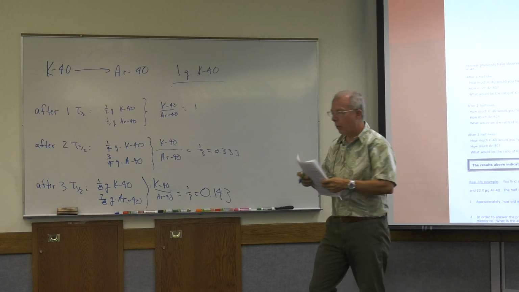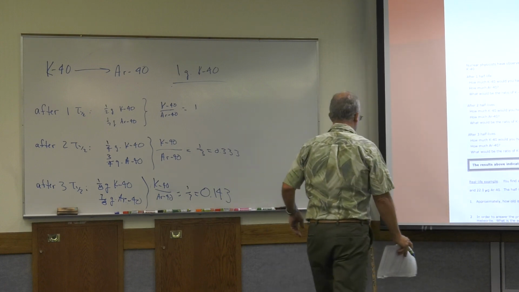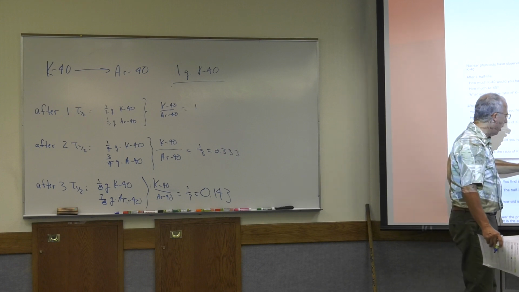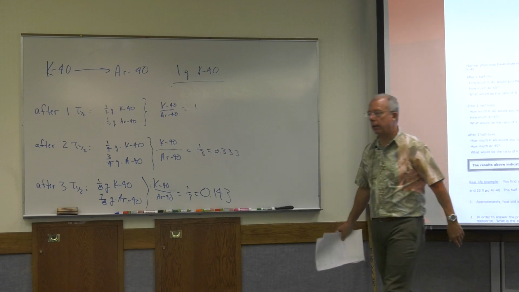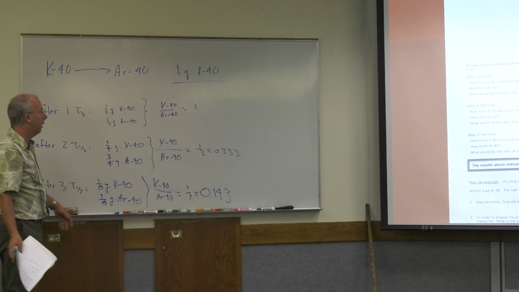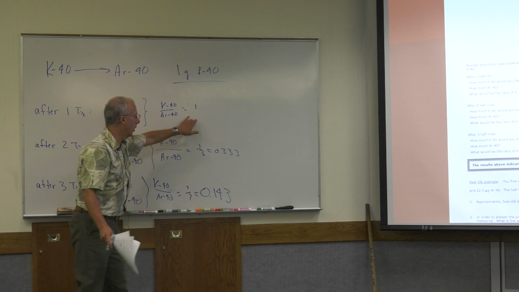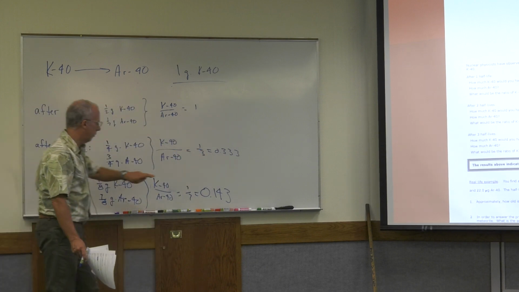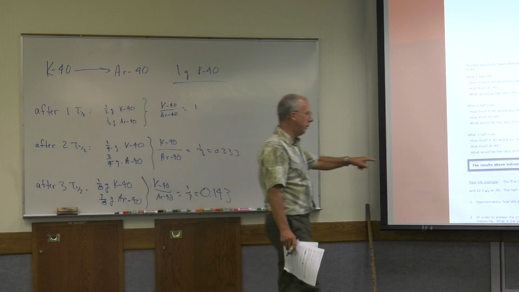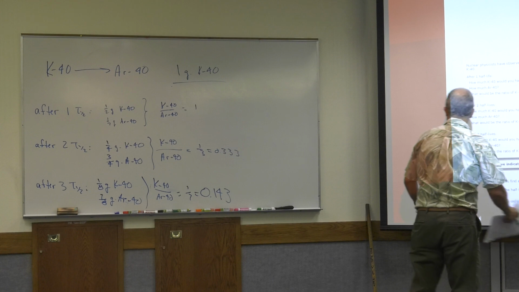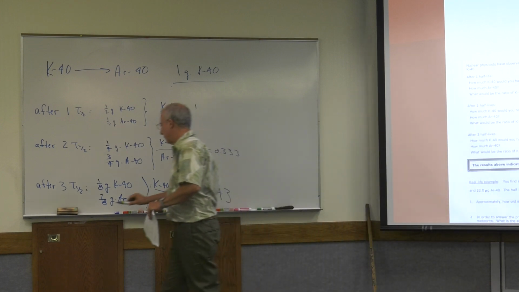Now the important question. The results above indicate that the K40 to argon-40 ratio depends on what? What does the ratio depend on? How much time has elapsed, right? After 1 half-life, that's the ratio. After 2 half-lives, that's the ratio. After 3 half-lives, that's the ratio. So the ratio depends on how much time has elapsed. All right, awesome.